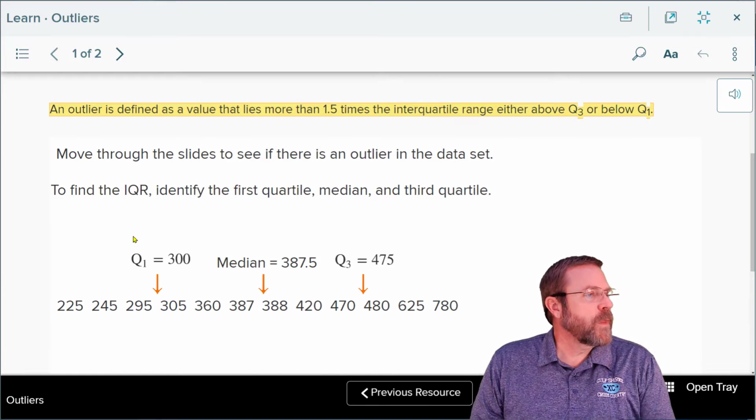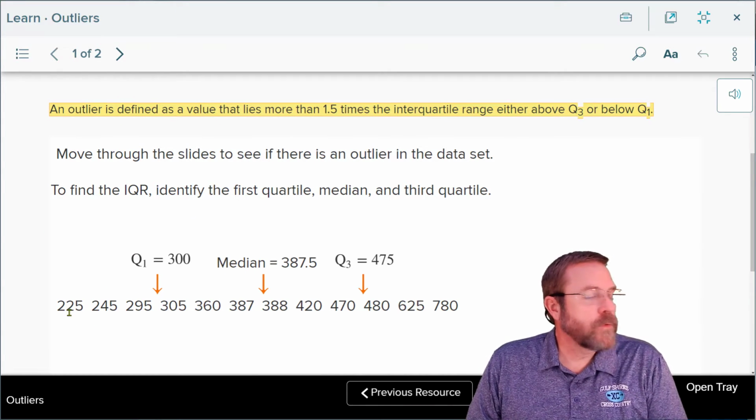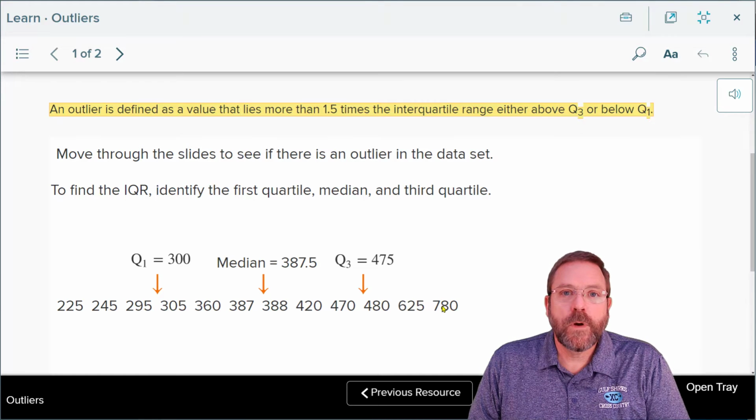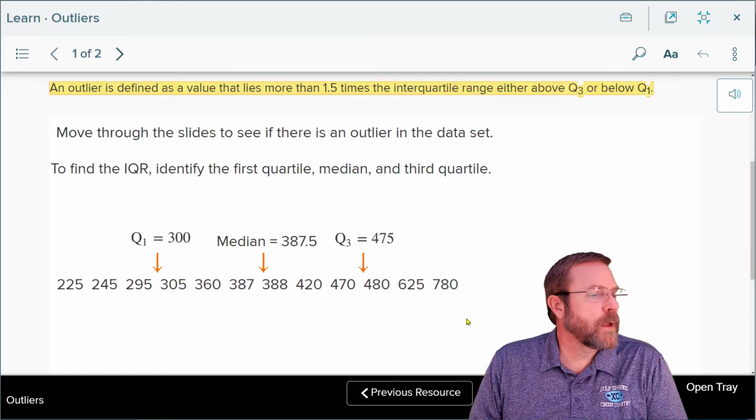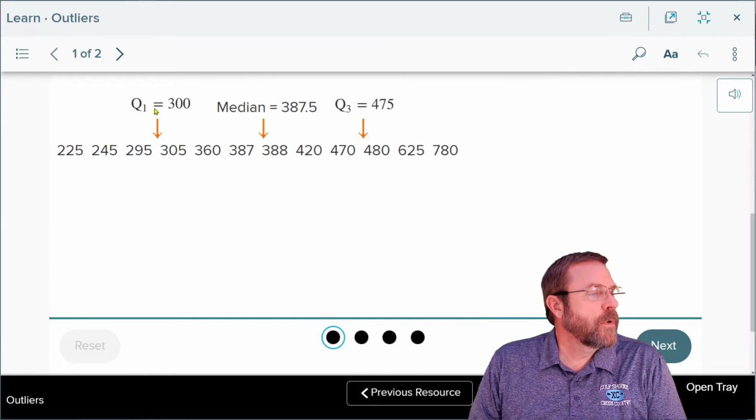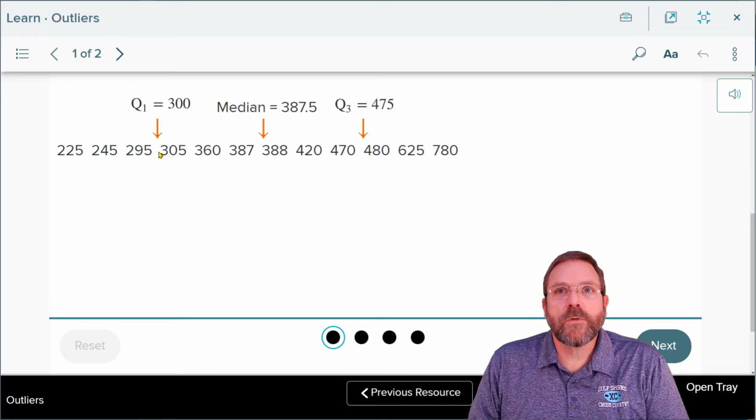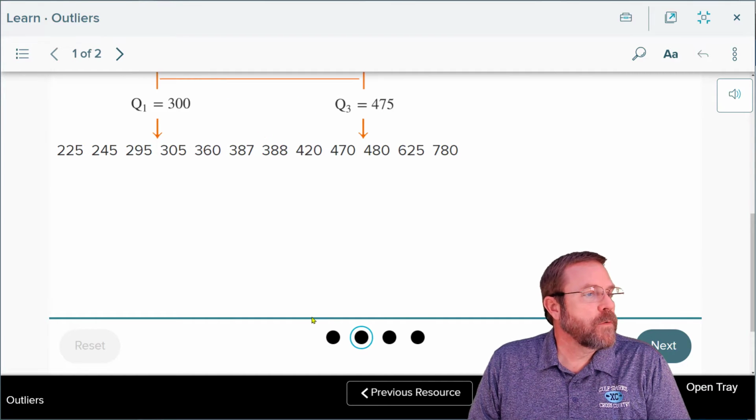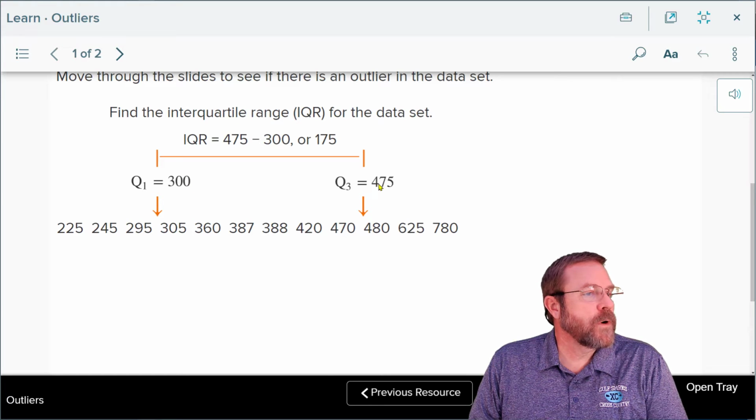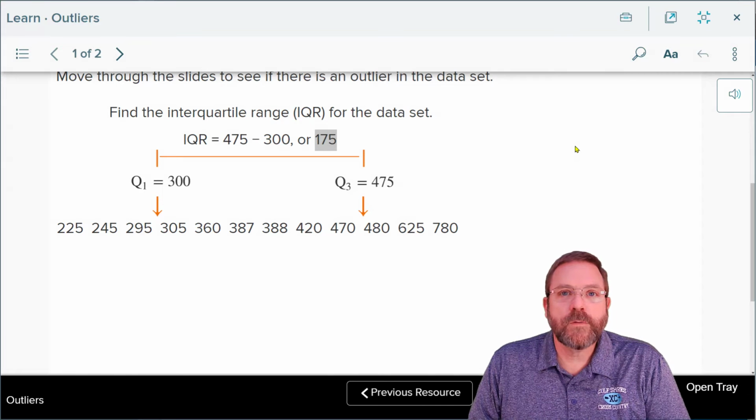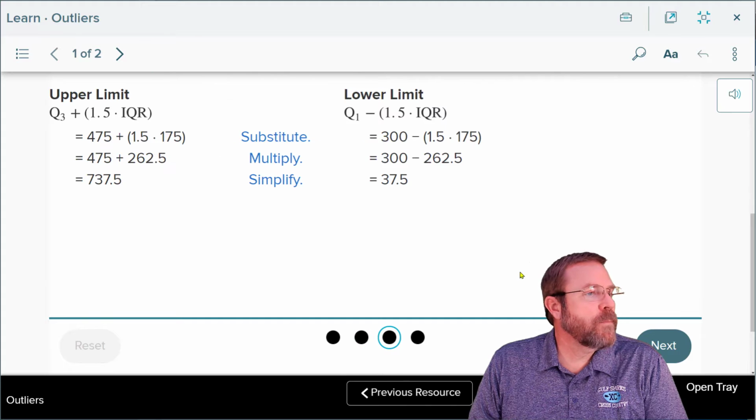Now we're going to move through some slides here to find out whether or not the 225 and the 780 qualify as outliers. To do that, we have the Q1, otherwise known as your lower quartile, being 300. Your upper quartile, or Q3, that's going to be 425. The interquartile range, that's the difference, 475 minus 300, that gives you an interquartile range of 175. Now we have to take that 175 and multiply that value by 1.5.